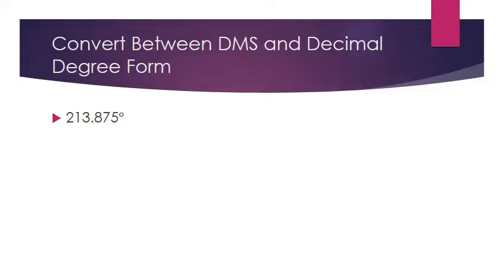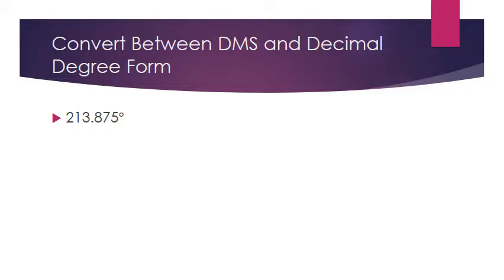Now, all that being the case, in this exercise, beginning on page 232, example 1, we're being asked to convert between degree minute seconds angle measures to decimal degree form, and then from decimal degree form to degree minute seconds. Now, what I have here is a degree measure, 213.875, and in this case, we're going to be asked to convert this into degree minute seconds.